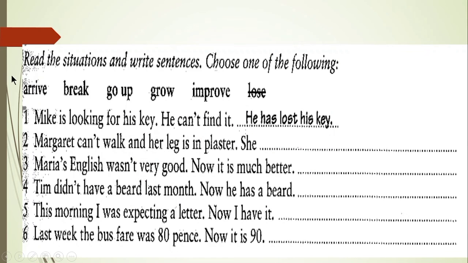Here's a simple activity. Read the situations and write sentences. Choose one of the following. Mike is looking for his key. He cannot find it. He has lost his key. In the same way, you have to make sentences for the rest of the words and structures.